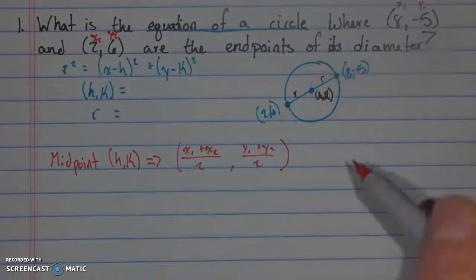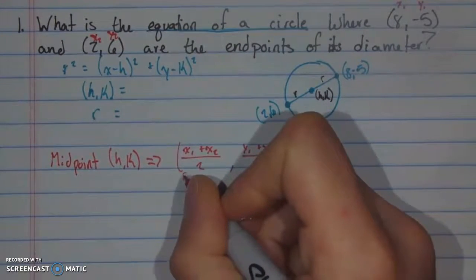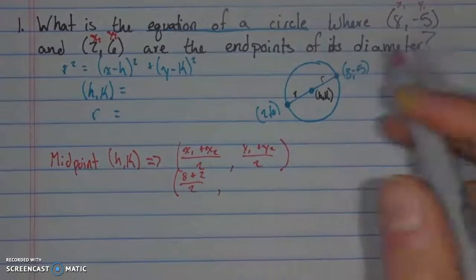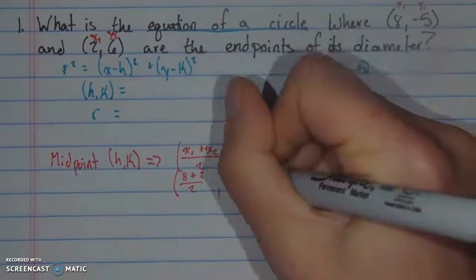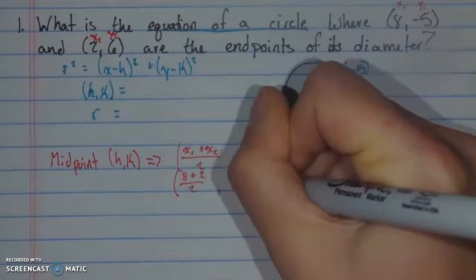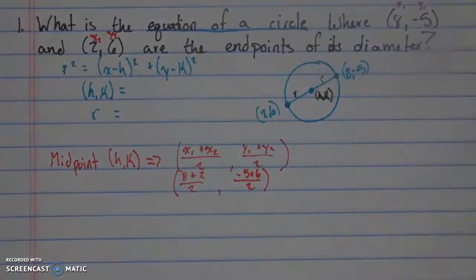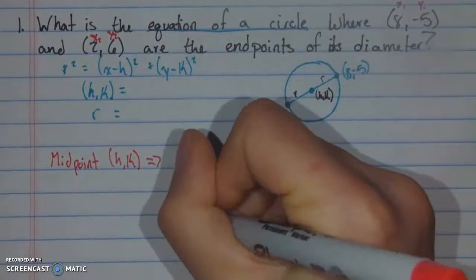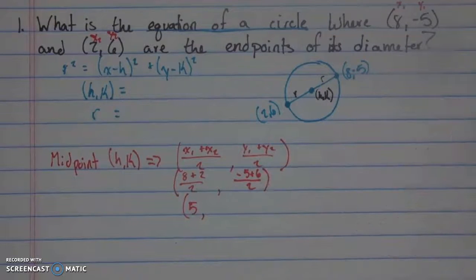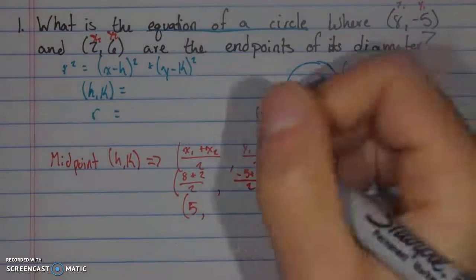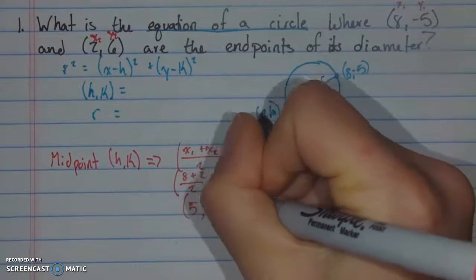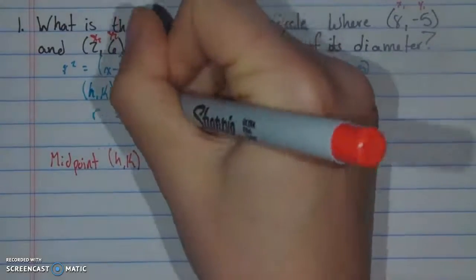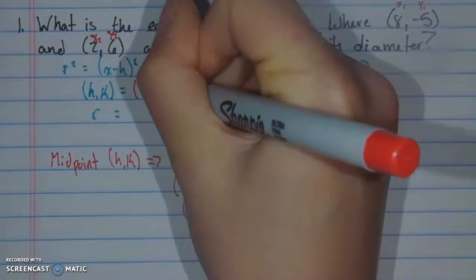So when I'm filling this in, I'm going to end up with (8 plus 2) over 2. And my y is (-5 plus 6) over 2. 8 plus 2 is 10, divided by 2 is 5. -5 plus 6 is 1, divided by 2 is 1/2. So now I know what my (h, k) is equal to. (h, k) is going to be (5, 1/2).